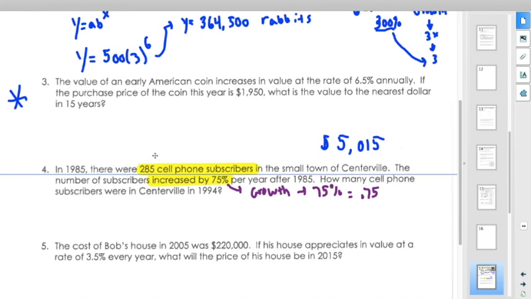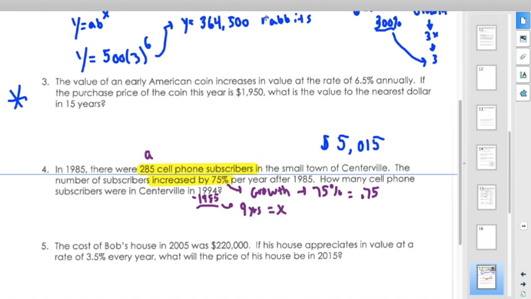Initially, there were 285 cell phone subscribers. That's my A. And how many years has it been? 1985 to 1994. Subtract those two, and you would see it has been 9 years, which is my X.